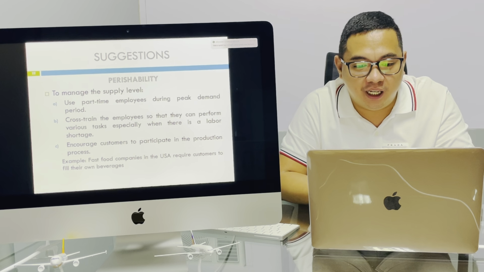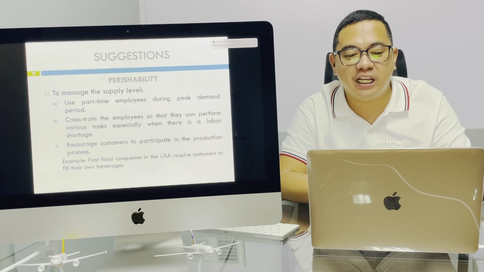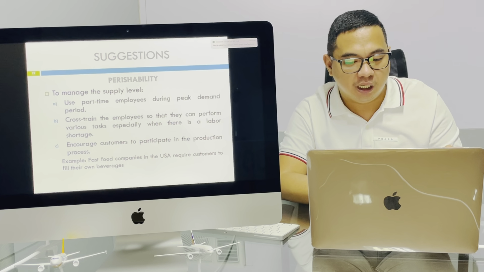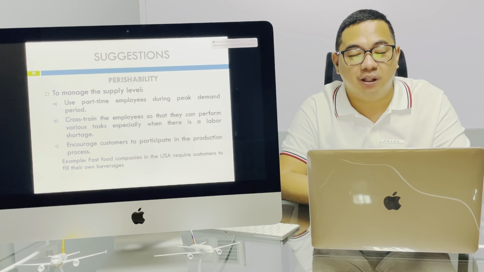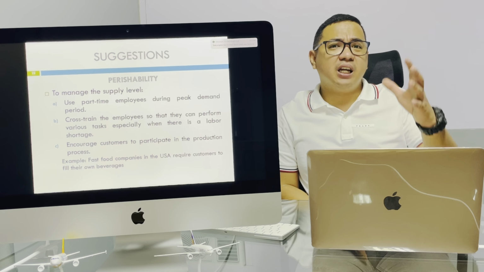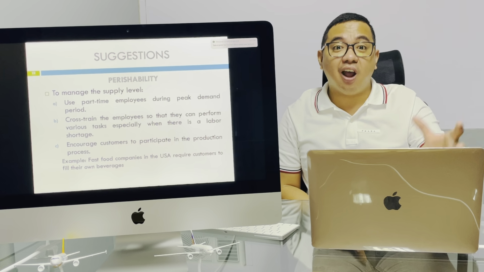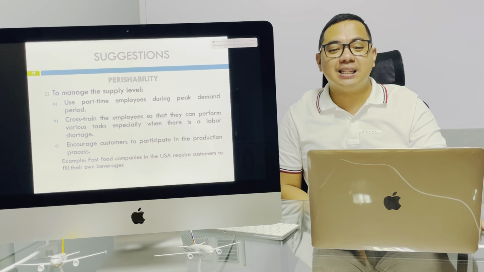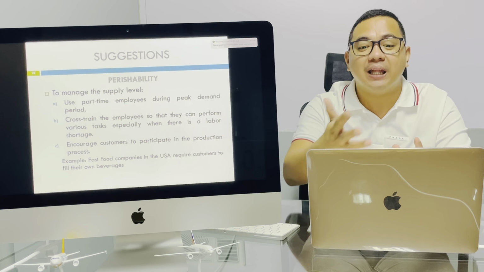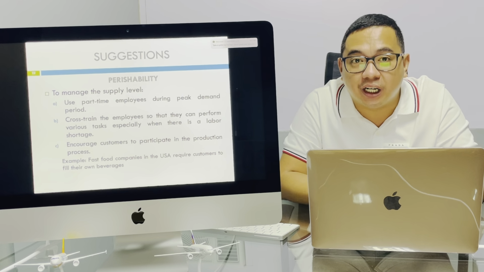To manage the supply level, use part-time employees during peak demand period and cross-train the employees so that they can perform various tasks, especially when there is a labor shortage, and encourage customers to participate in the production process. Example, fast food companies in the USA require customers to fill their own beverages. Dili sa aton hindi pa na. I think workout na niya subong sa SNR sa Iloilo that you fill your own soft drinks, you clean your own table. McDonald's in Korea is also doing such. And these are some of the ways para suggesting to at least you have to encourage your customer na mag-participate para at least daw medyo ma-lessen ang work naton. Okay?